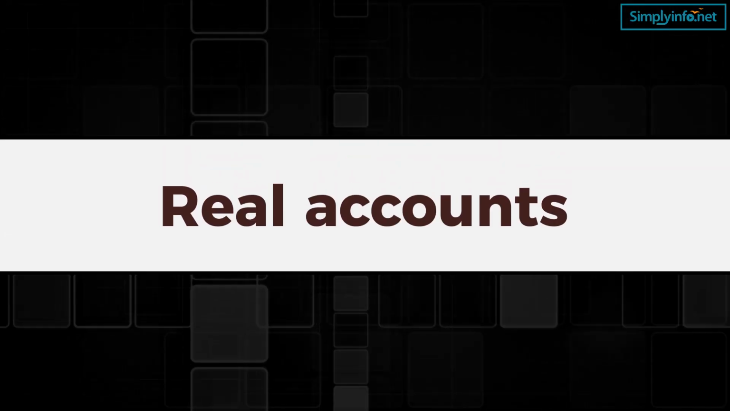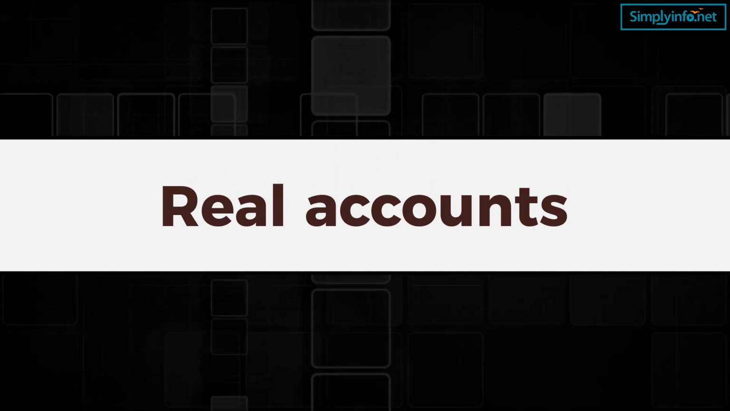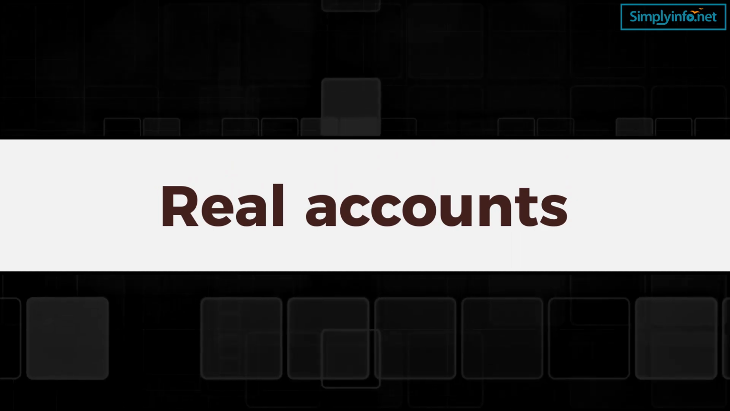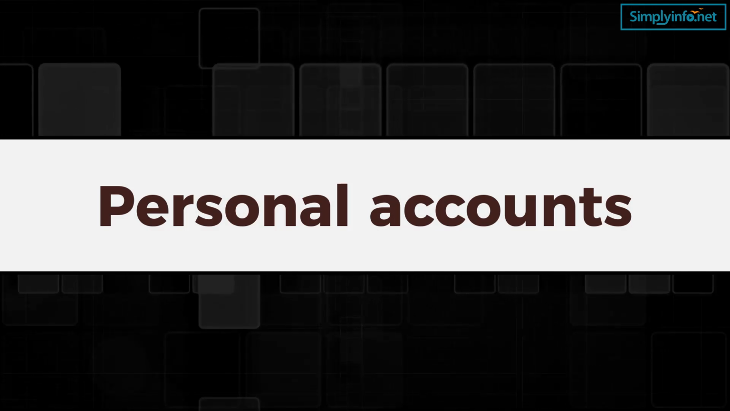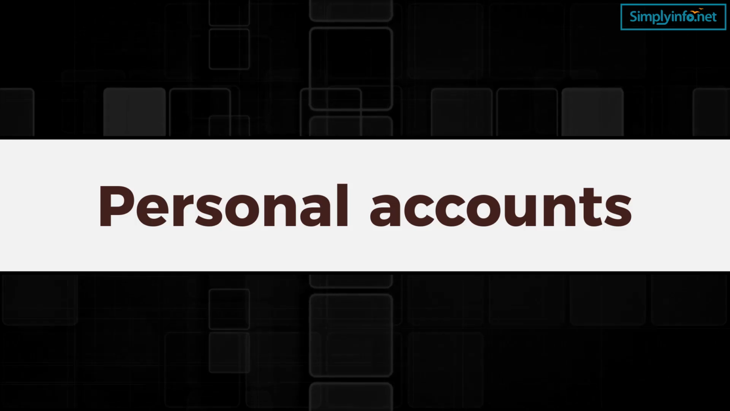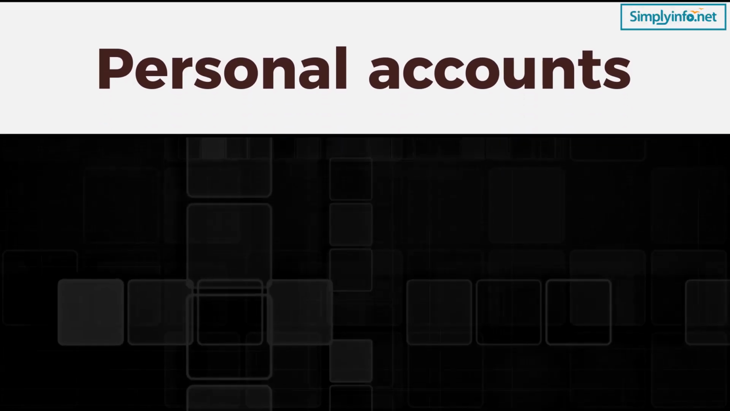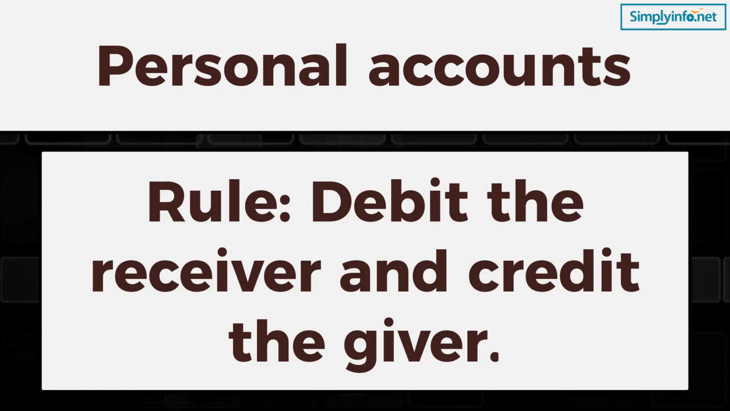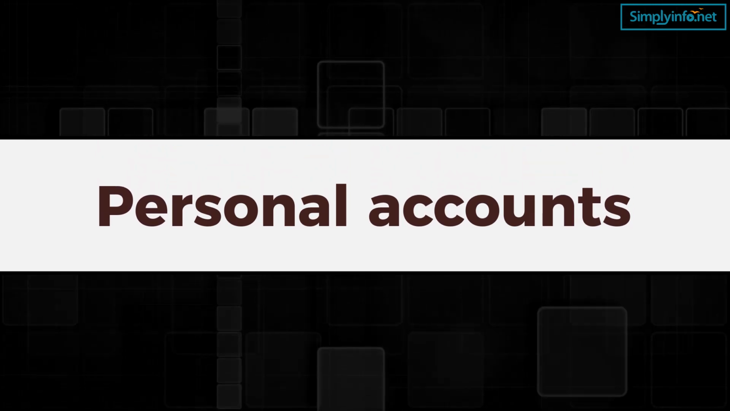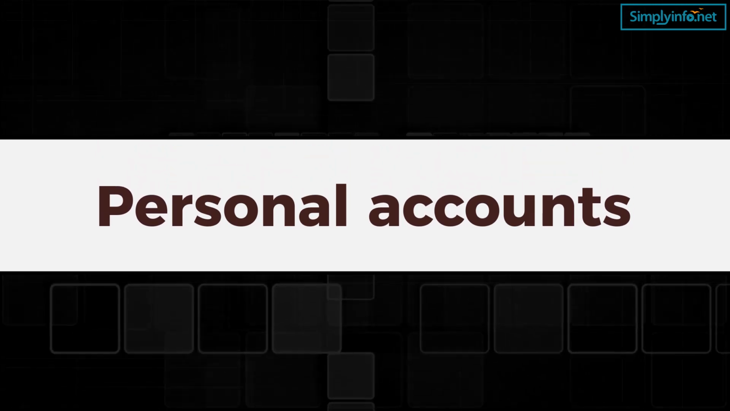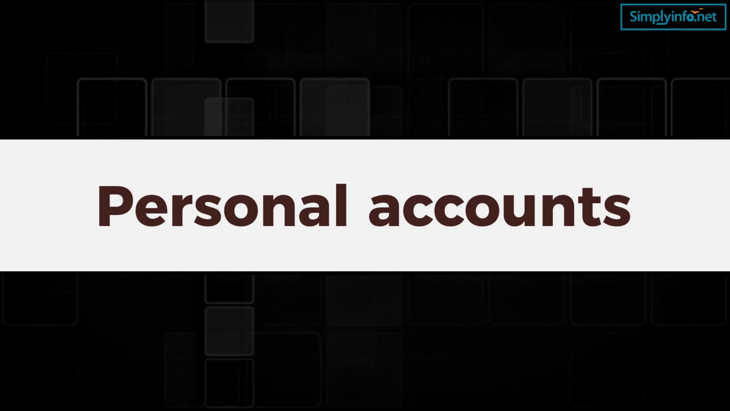Real accounts constitute of all assets like building, land, road, machinery, plants, etc. Number 2. Personal account. It is a general ledger account connected to all persons like individuals, firms, and associations. Rule: debit the receiver and credit the giver. Personal accounts constitute accounts of partners, shareholders, that is capital and drawings account, customers, etc.